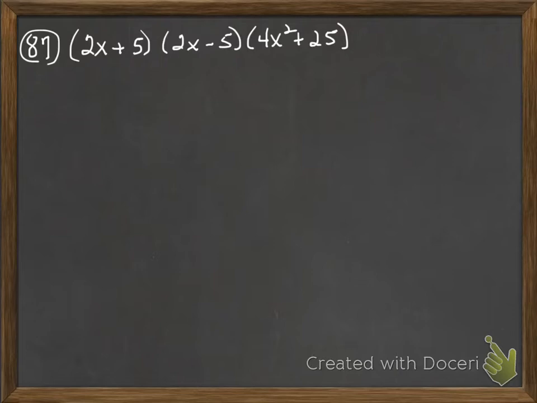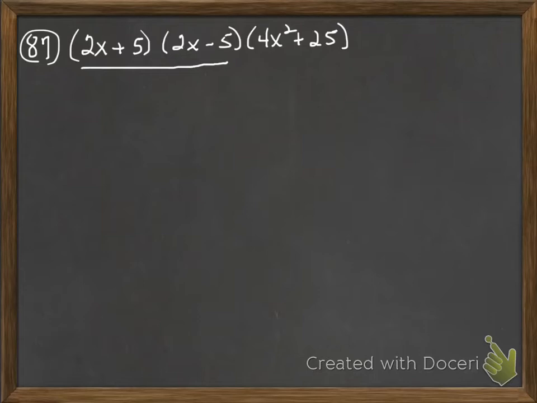All right, 87 is a binomial times a binomial times a binomial. So when you're multiplying three binomials together, you can't multiply all three at the same time. So what you're going to do is choose two to multiply together. If these were out of order, I could change the order, because the order that we multiply doesn't matter. And I would always want to try to multiply these two binomials together first because they're actually what we call conjugates.